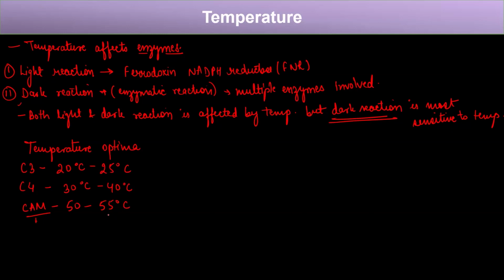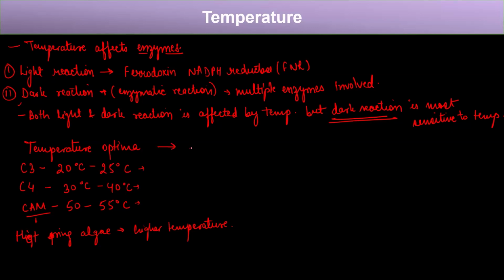And suppose we talk about hot spring algae. In a hot spring, the temperature is very high, right? If some algae is growing in that, the temperature optima will be even higher. So what we are seeing here: the C3 plants are grown at a normal temperature in a temperate region. The C4 plants are grown in the tropical region, right? And these CAM plants are found in deserts because these are succulents. So based on the habitat, this temperature optima is changing, right?